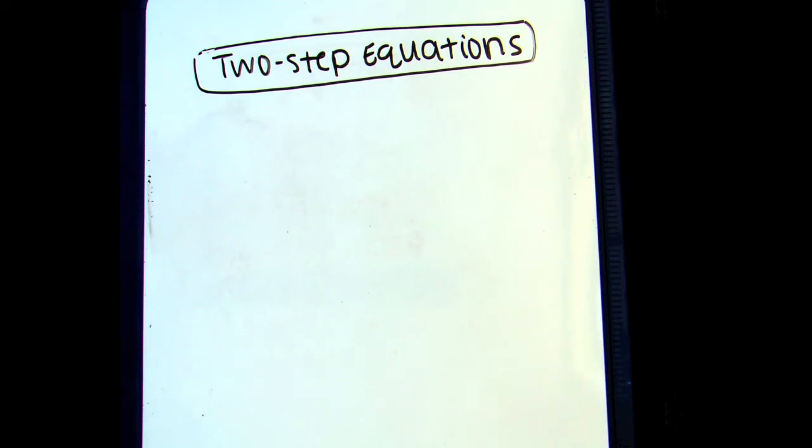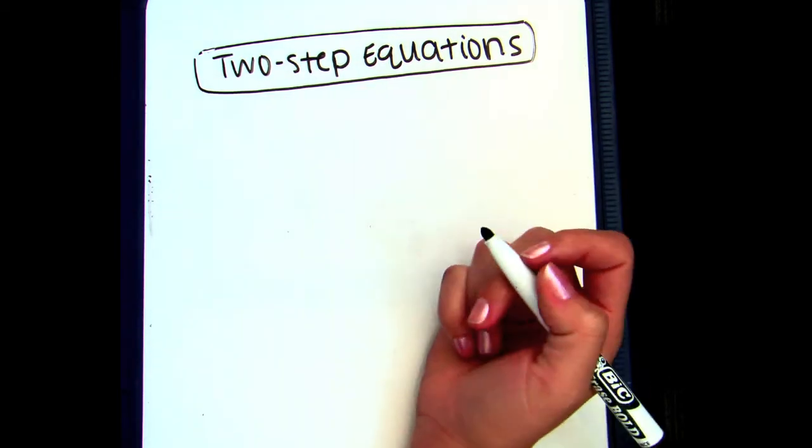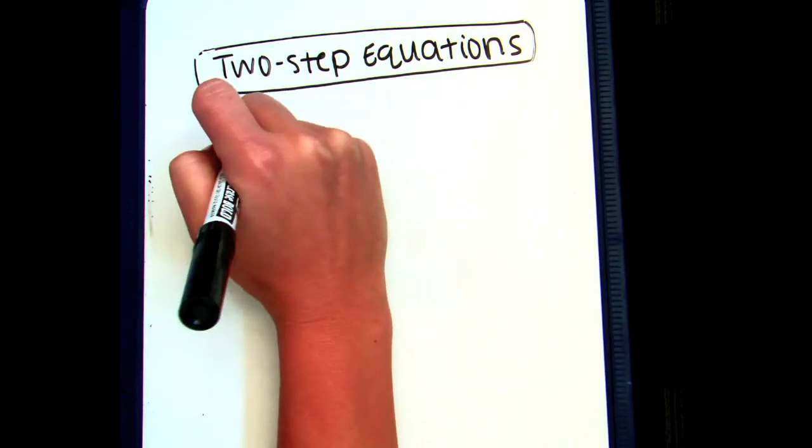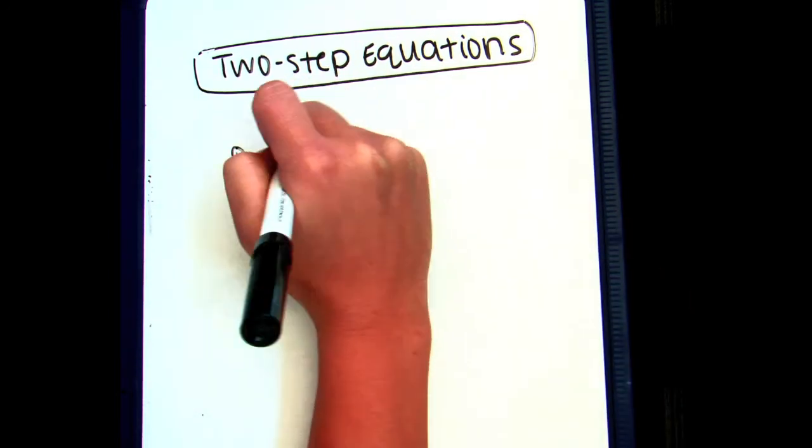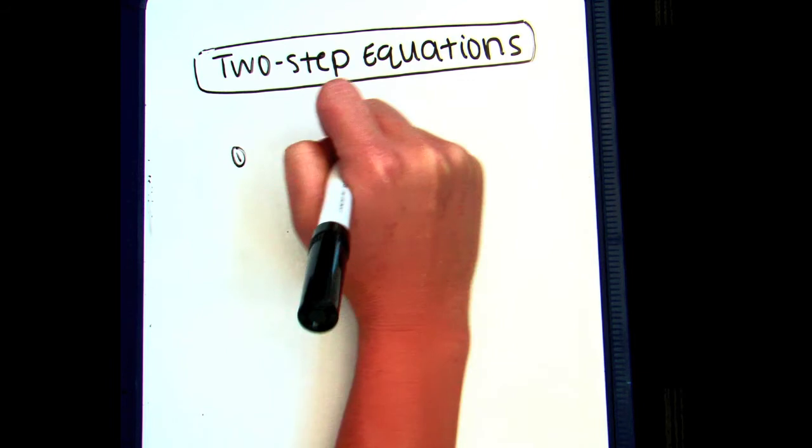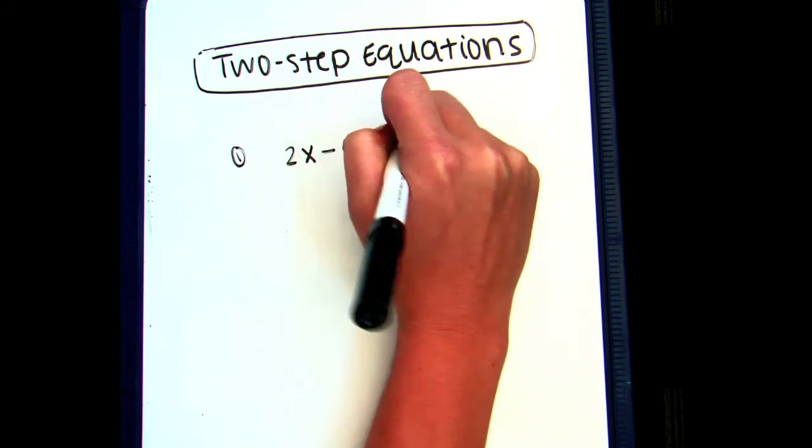All right, so now we're going to start two-step equations. By two-step, that means we're going to have to do 2 steps to solve it. So instead of just subtracting a number and solving it, or just adding a number, we might have to subtract and divide. So let's start off with an example. What if we had 2x minus 5 equals 5?